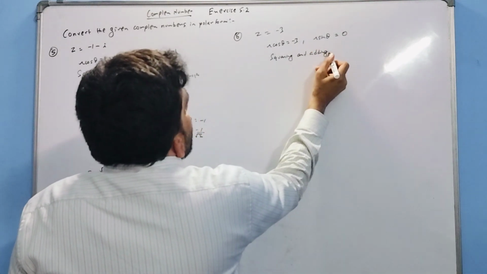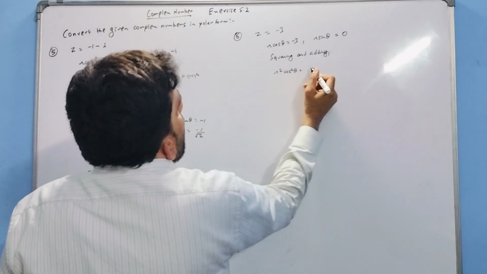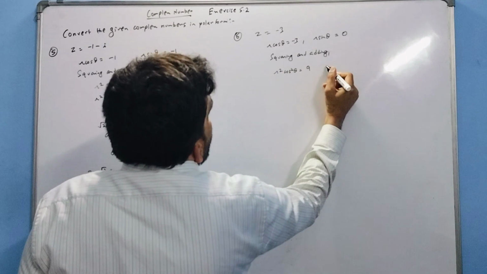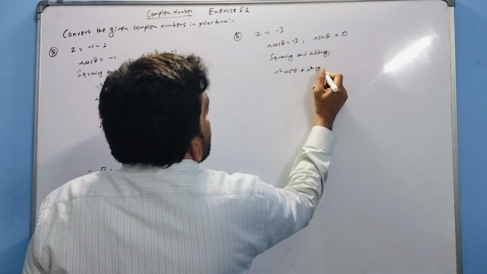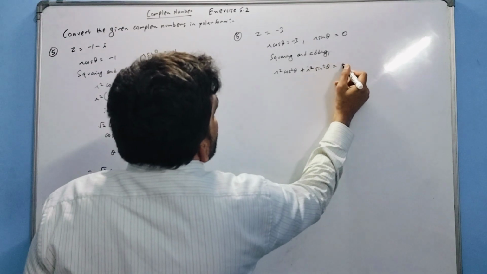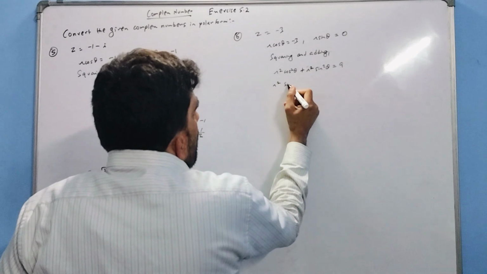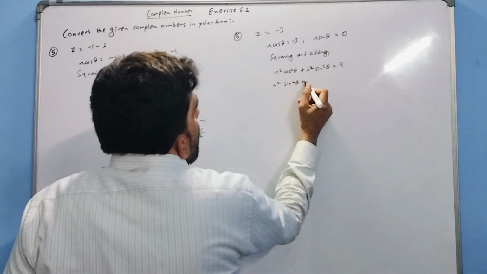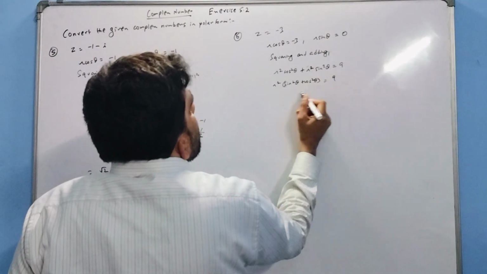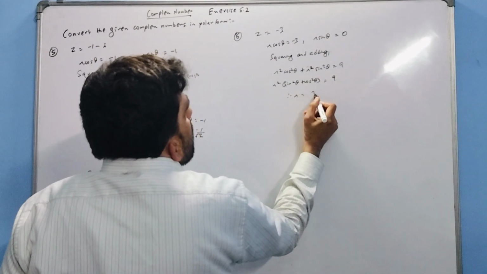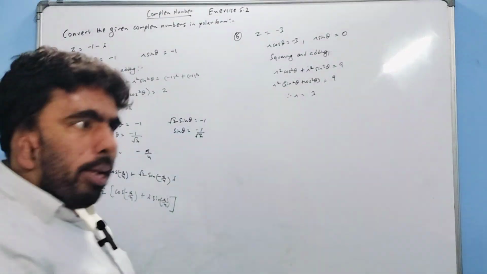So what will happen? We have r square cos square theta is equal to 9, plus r square sin square theta is equal to 9, plus 0, which will be 9. So we can easily say we have this 9, therefore r we got 3. That is, we got the value of modulus.